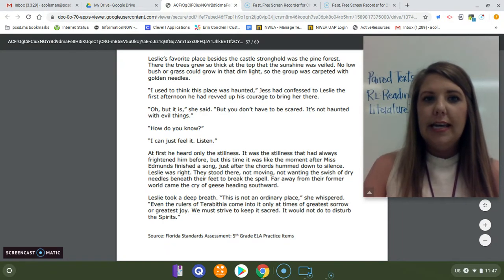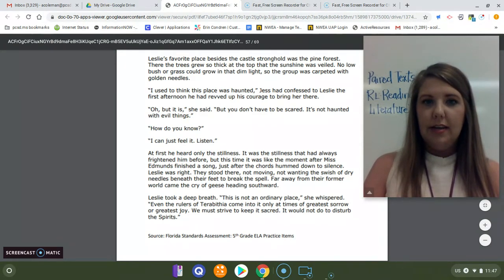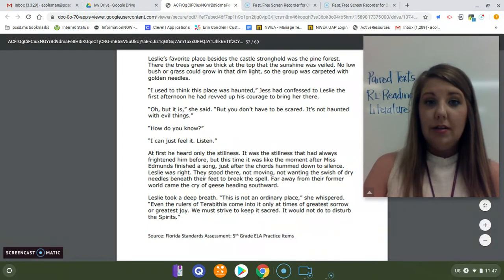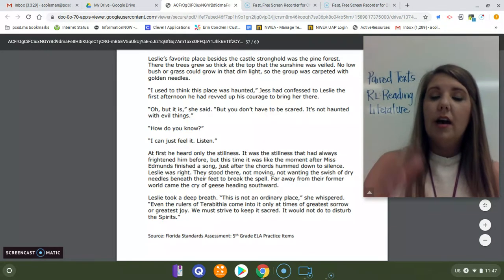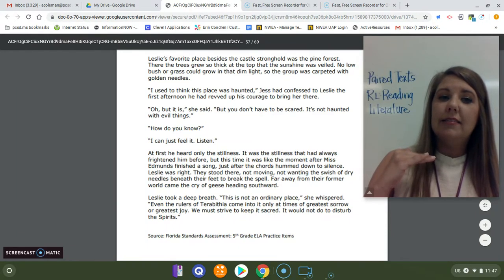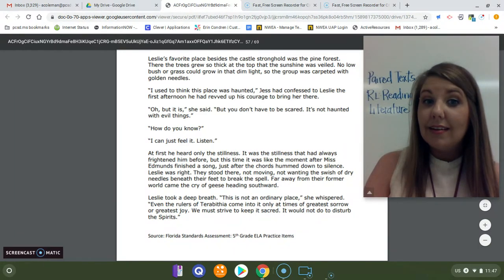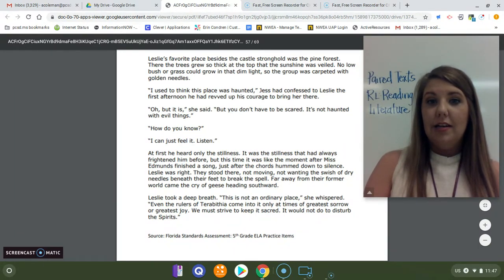At first, he only heard stillness. It was the stillness that had always frightened him before. But this time, it was like the moment after Miss Edmonds finished a song, just after the chords hummed down to silence. Leslie was right. They stood there, not moving, not wanting the swish of dry needles beneath their feet to break the spell.